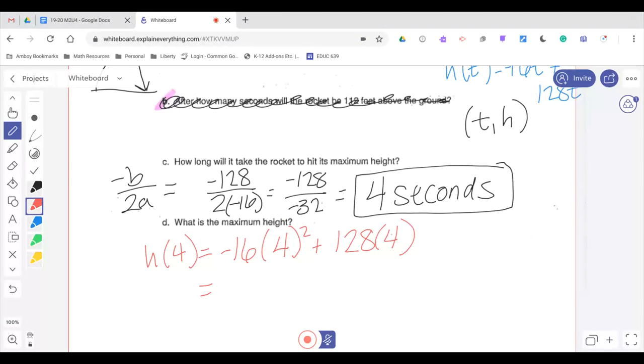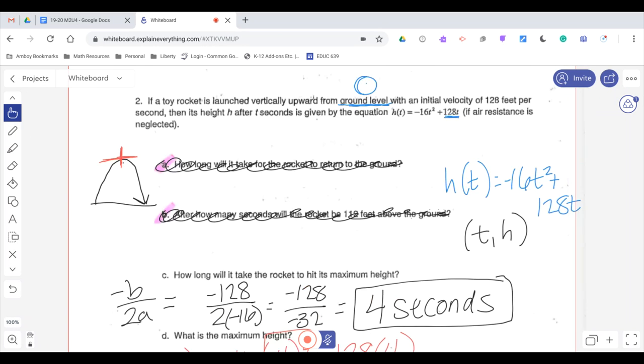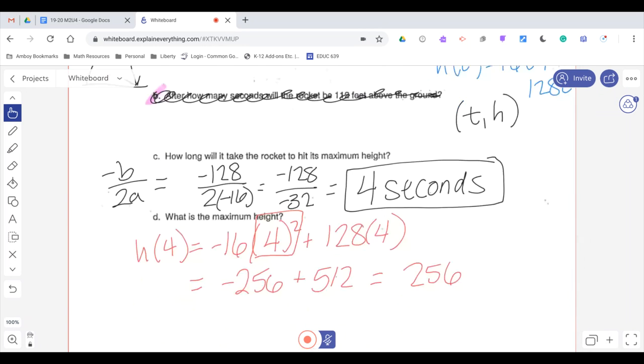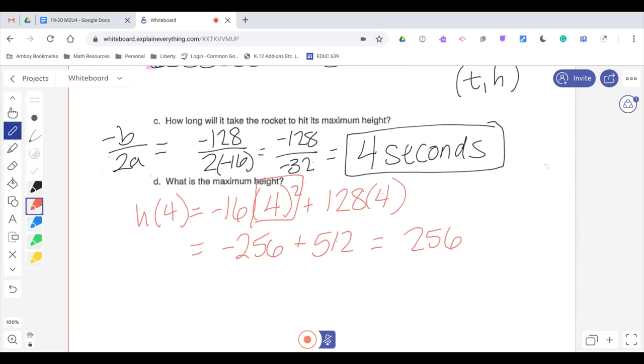When you think about this, 4 squared is 16, and then I'm taking it times another negative 16, so that's negative 256 plus 512, which is going to give me 256. Was this feet or meters? Feet. So this is 256 feet in the air. That is the highest that this rocket is going to go.